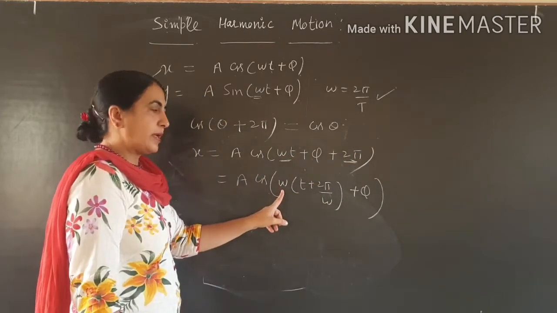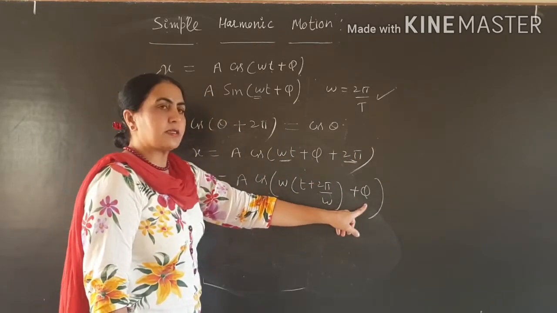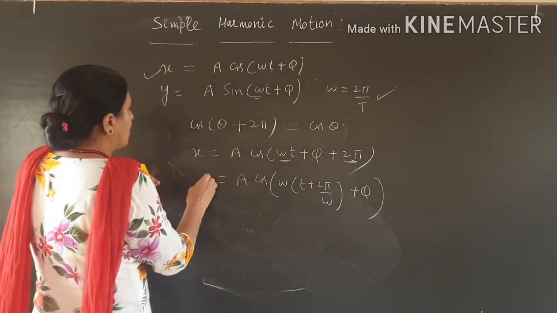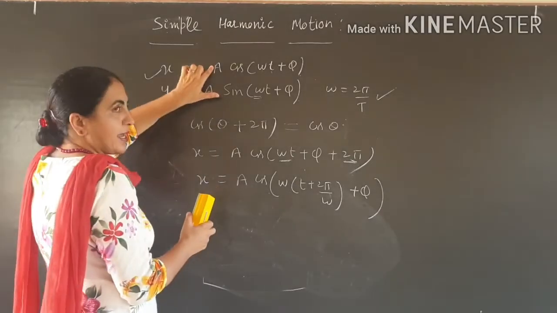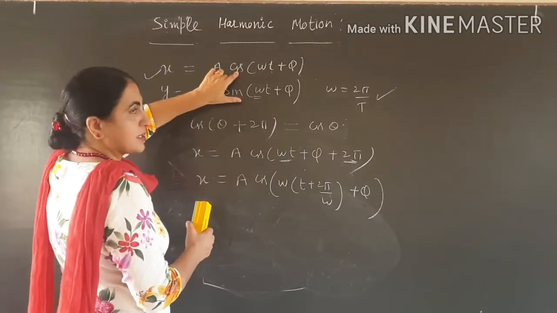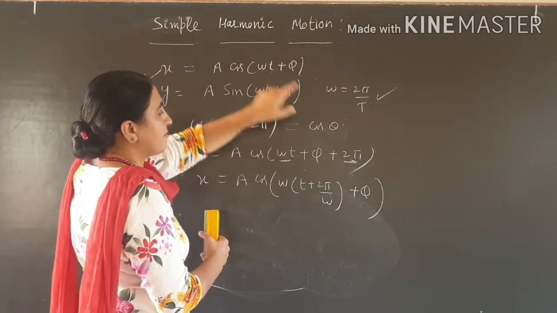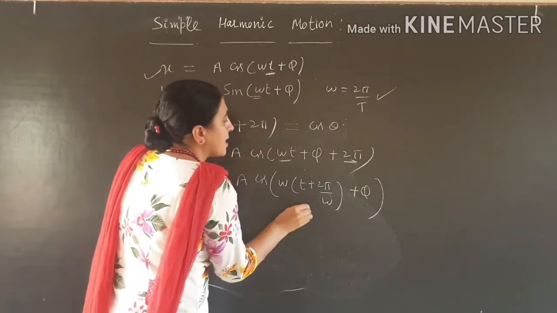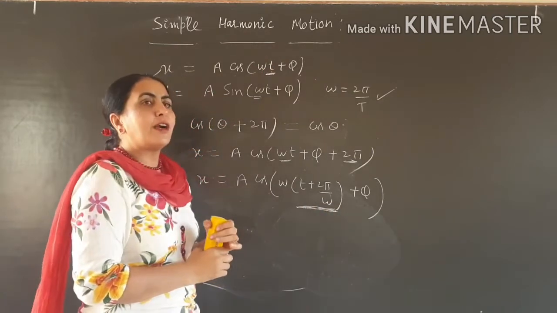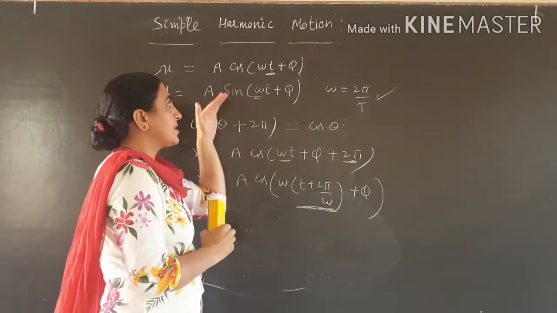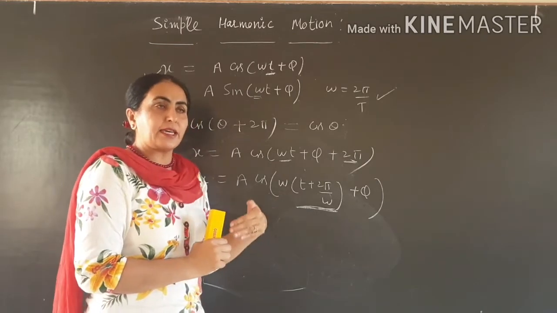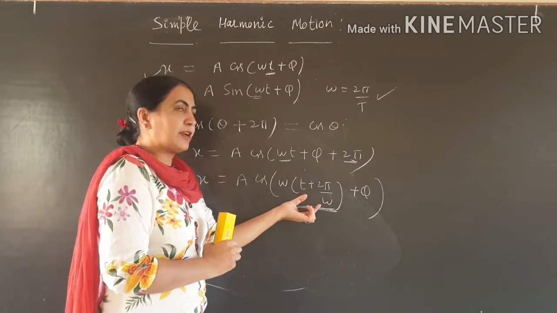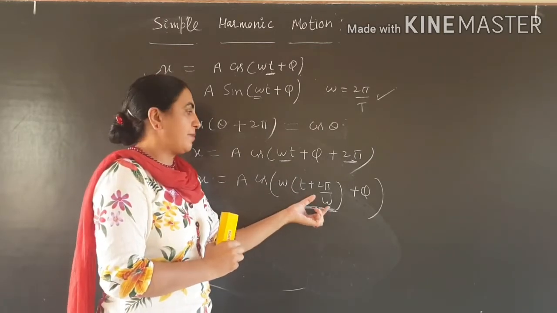So omega is common here, t plus 2 pi by omega plus phi. So this is same like this: x is equal to A cos(omega t plus phi), where A is the amplitude, cos is same, omega is same, phi is same. The difference here is t plus 2 pi by omega. What does it mean? It means that this motion repeats over and over again after a time 2 pi by omega.